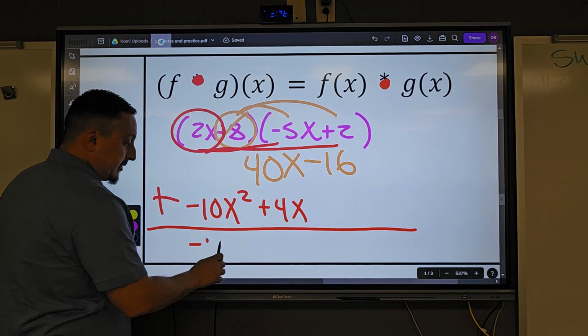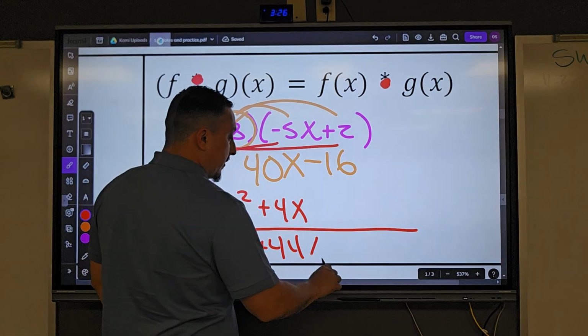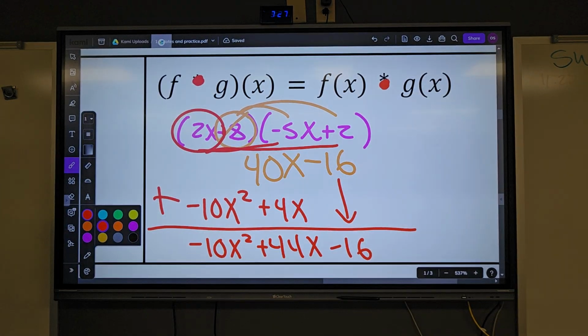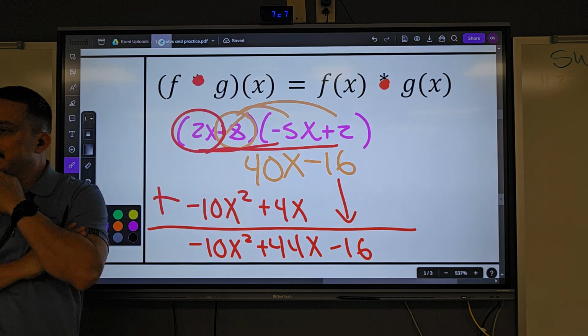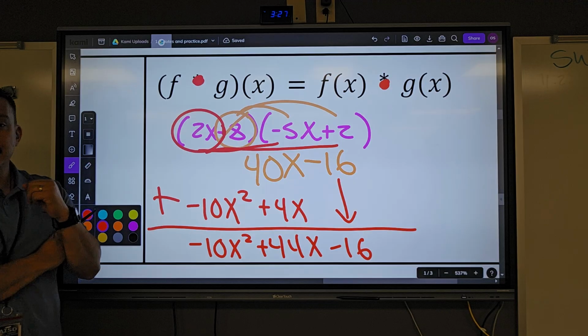So after this, we just add them. That one just drops down because there's nobody else like that one. And that's your answer. You should have done that a lot in Algebra 2, multiplying binomials, and you'll do that a lot in here too, so it'll become second nature. But any question right now on that process?